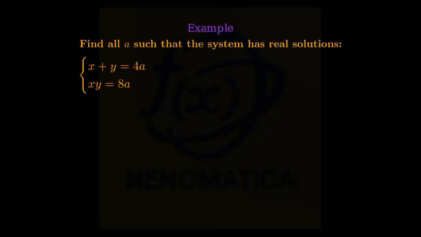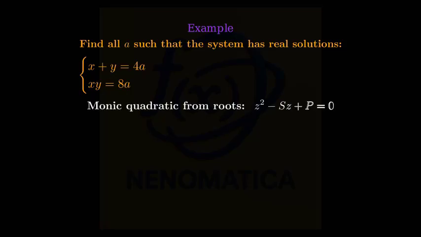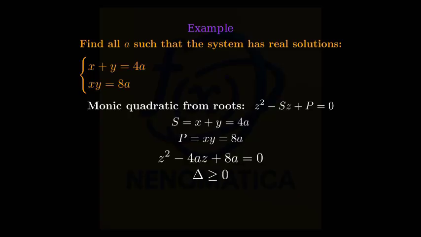In this example, we will find all values of a for which the system has real solutions for x and y. Any two real numbers x and y can be viewed as the roots of a quadratic. The monic quadratic with sum S and product P is z squared minus Sz plus P equals 0. Here S is x plus y, which equals 4a, and P is xy, which equals 8a. Substituting gives z squared minus 4az plus 8a equals 0.